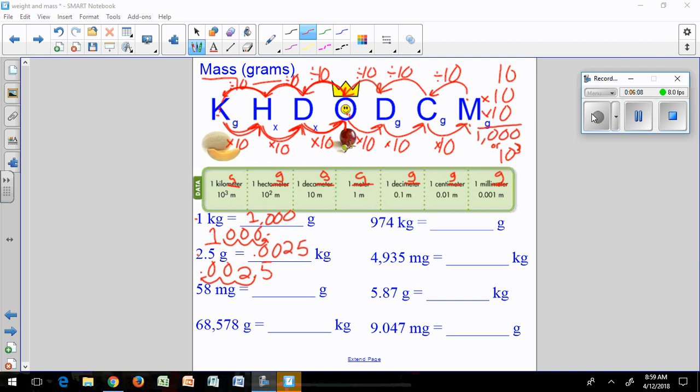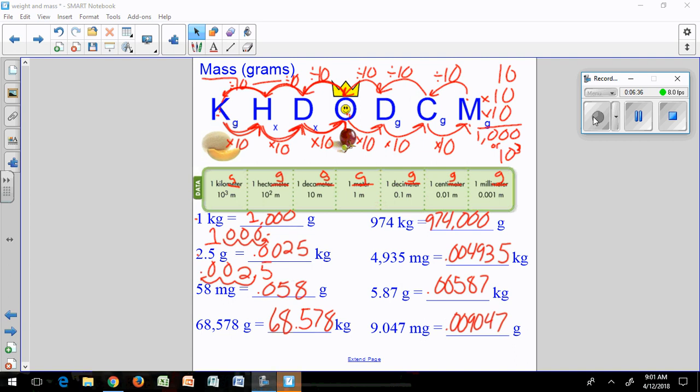Okay? Try the rest. Try the next 6 on your own. Make sure you know, hey, am I going to the right or am I going to the left? Am I going from bigger to smaller to the right or smaller to bigger to the left? Make sure you're multiplying and dividing by the right power of 10. All right? Pause the video, do the work, press play when you'd like to check.